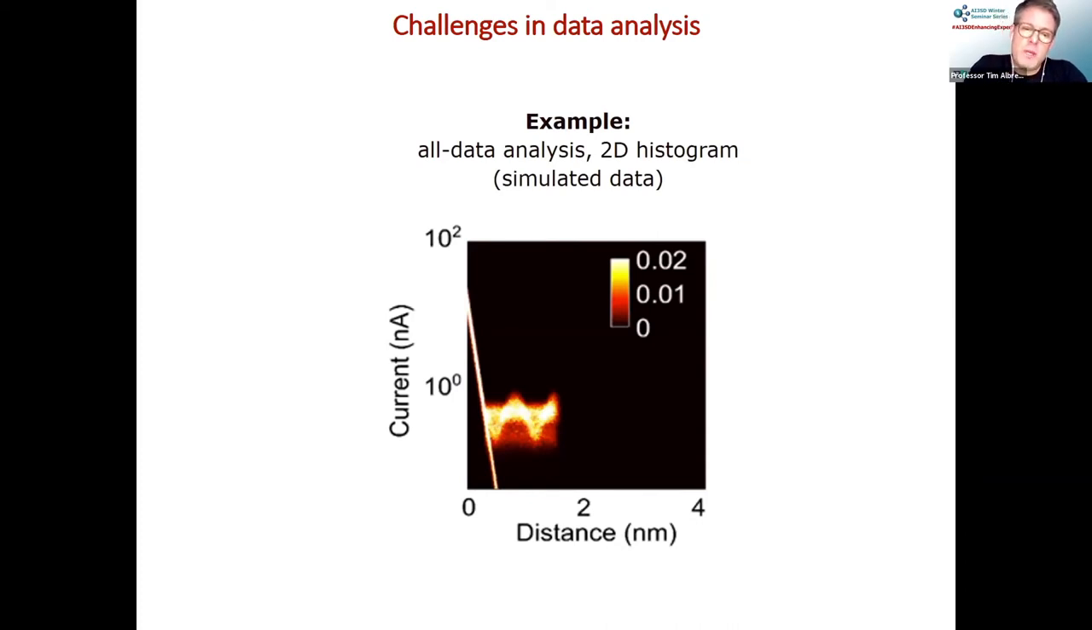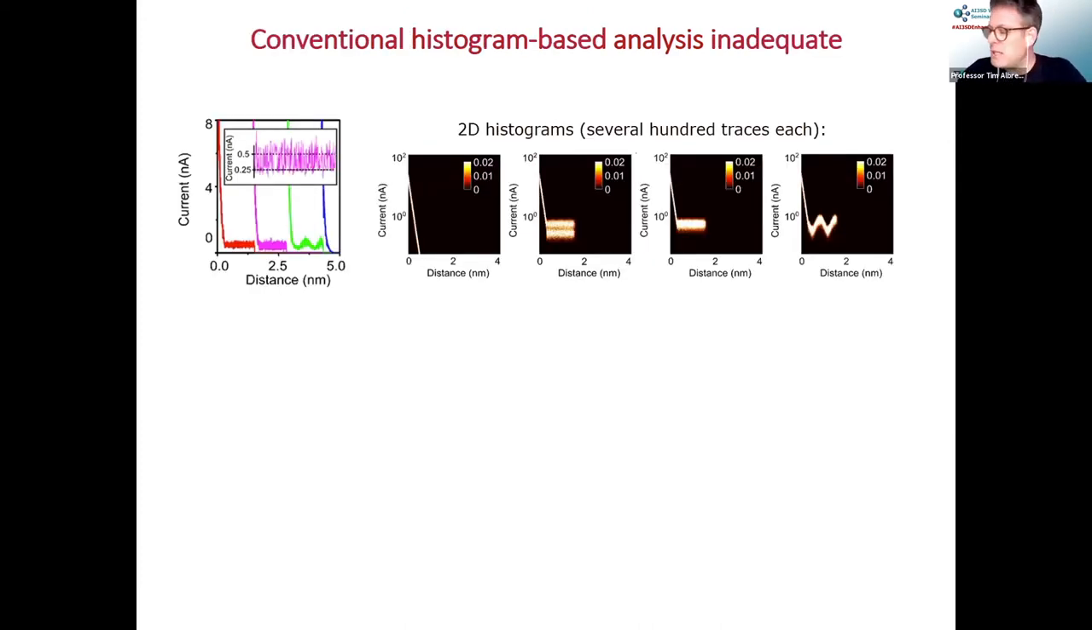And this is the typical result. This is a 2D histogram of current versus distance data, a sort of heat map. You can appreciate that there's probably quite different behavior here. As we'll see, this is just an exponential decay. It gives you a linear decay on a log scale. There's all sorts of stuff going on here, and based on this, there's very little you can do to tell those apart. Now, as I said, these were simulated data. What we have done here is to simulate individual traces which represent typical experimental behavior. So for example, we'd have a simple plateau here, a plateau with telegraphic switching, this sort of undulation here, or a simple exponential decay.